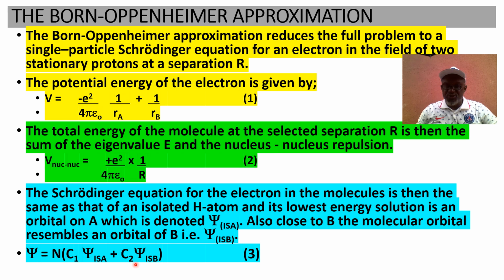C1 and C2 are variation parameters. Assuming we're going into the advanced level, we'll start talking about variation parameters, but we'll still explain further in some slides where we treat these variation parameters, their functions, and their usefulness.